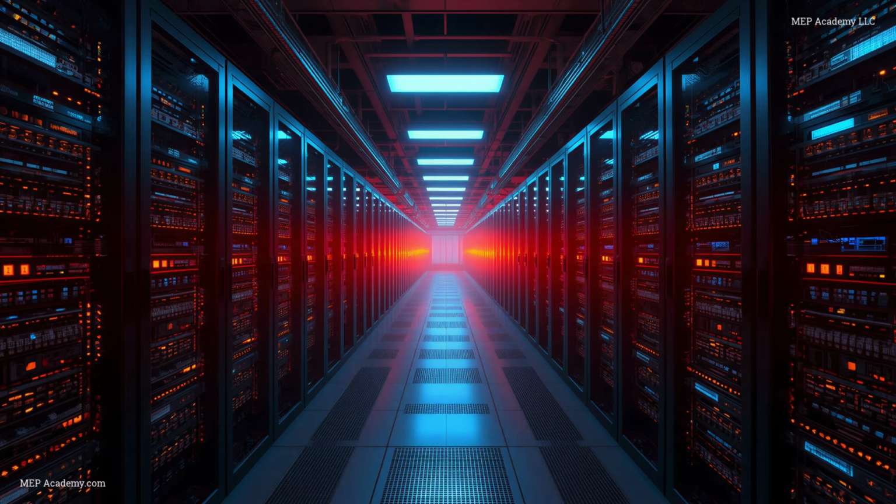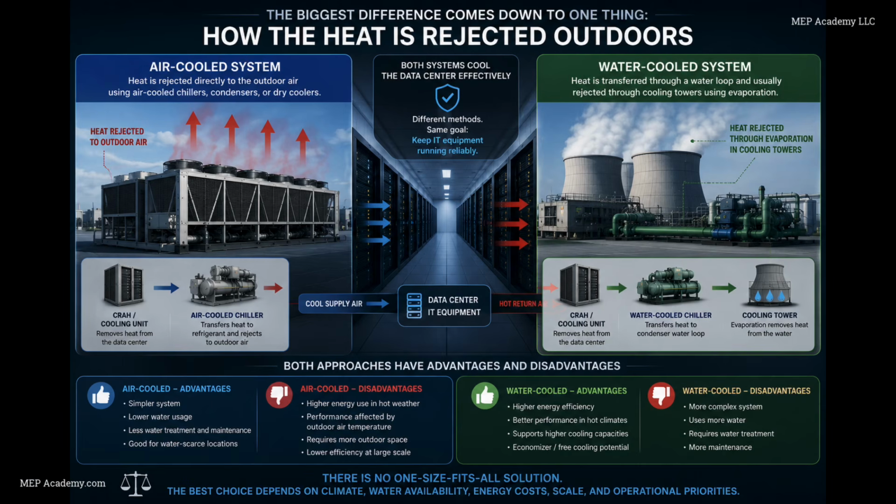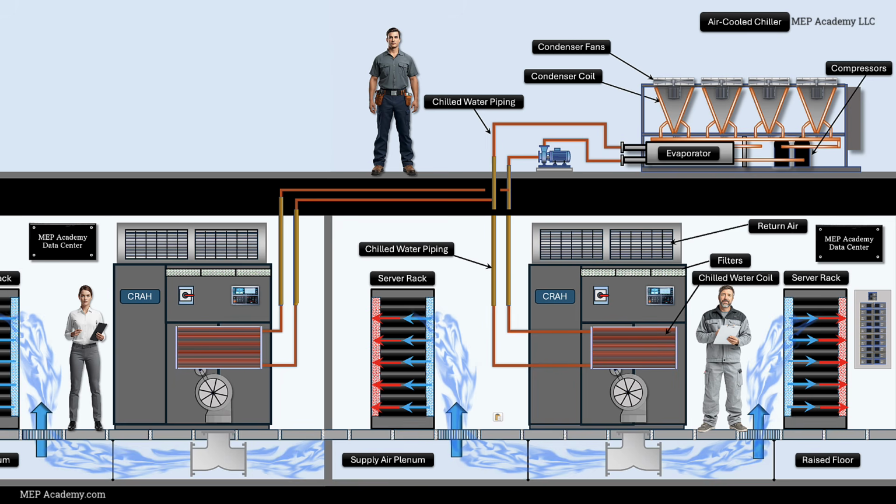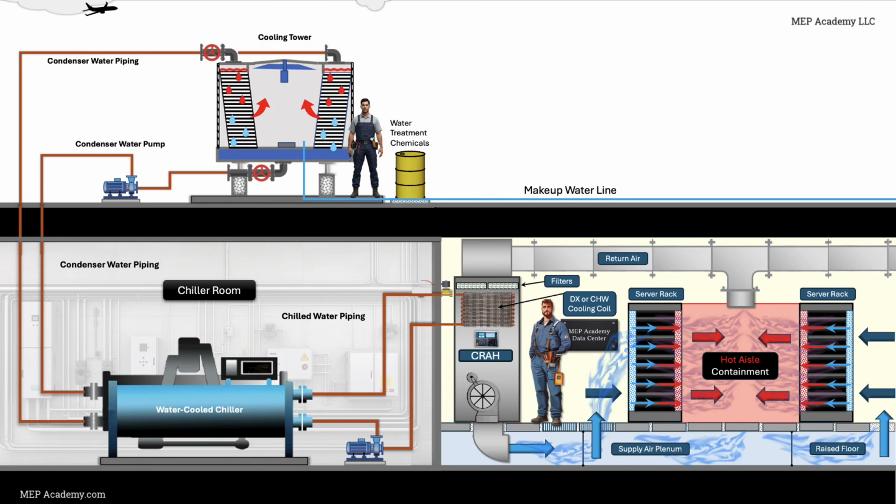In this video, we are going to explain the difference between air-cooled and water-cooled data centers, how each system works, and why one may be selected over the other. The biggest difference comes down to one thing: how the heat is rejected outdoors. In an air-cooled system, heat is rejected directly to the outdoor air using equipment like air-cooled chillers, condensers, or dry coolers. In a water-cooled system, heat is transferred through a water loop and usually rejected through cooling towers using evaporation. Both systems can cool data centers effectively, but they each have advantages and disadvantages.